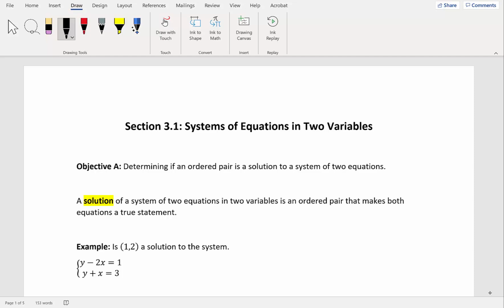In this video, we'll take a look at section 3.1, which is on systems of equations in two variables. Our first objective is determining if an ordered pair is a solution to a system of two equations.